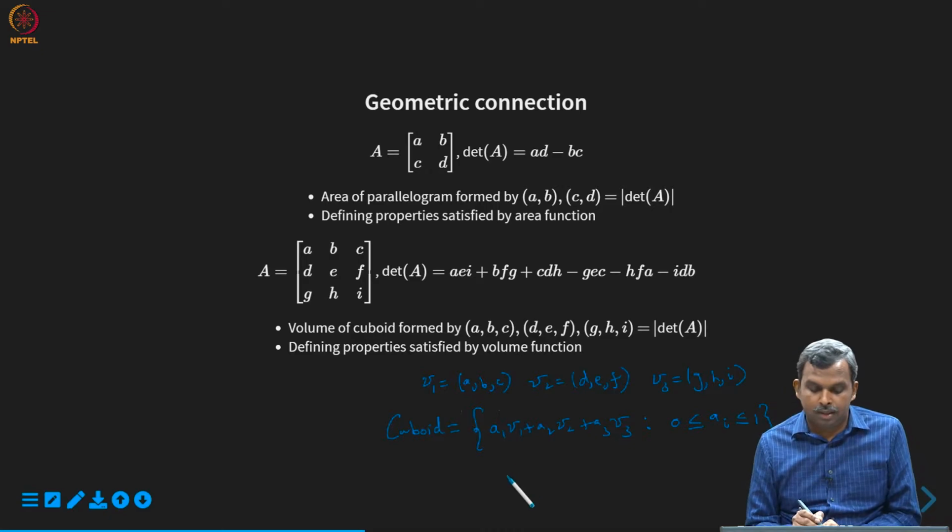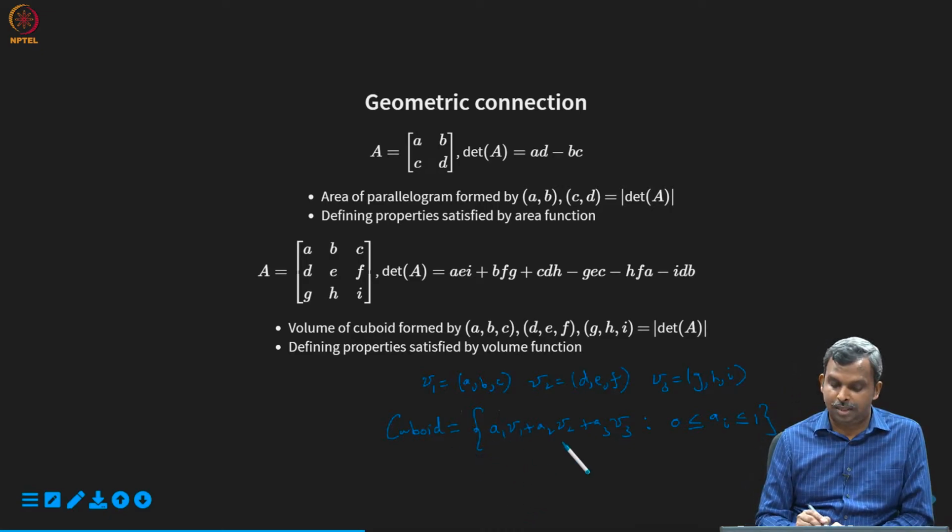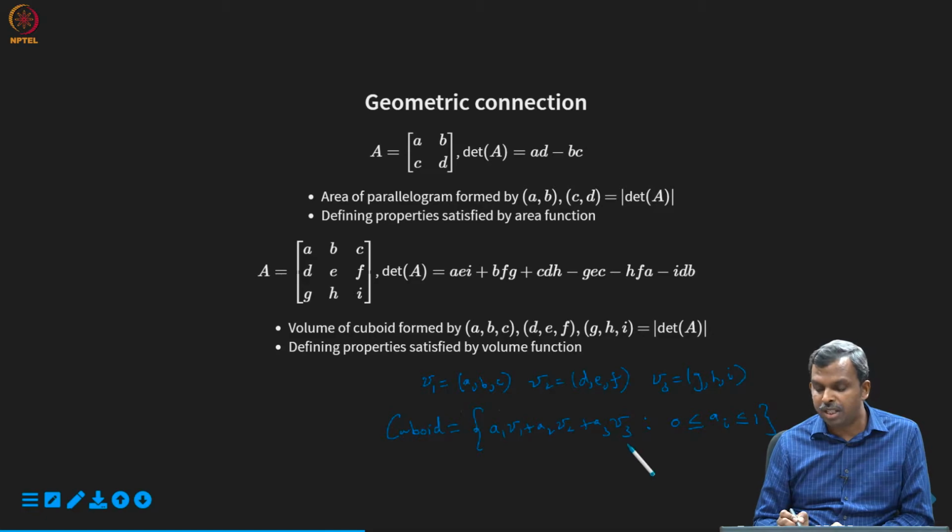Okay, so that's the cuboid. This is also the parallelogram. You can go back and see the parallelogram. The parallelogram was the set of all points that are linear combinations, but this Ai has to be between 0 and 1. You're not allowed to let this Ai go wherever it wants. It should be between 0 and 1. So if you make all possible combinations, you will get the cuboid. Okay, so that's the definition for the cuboid.